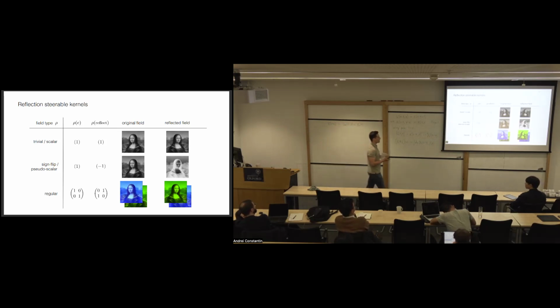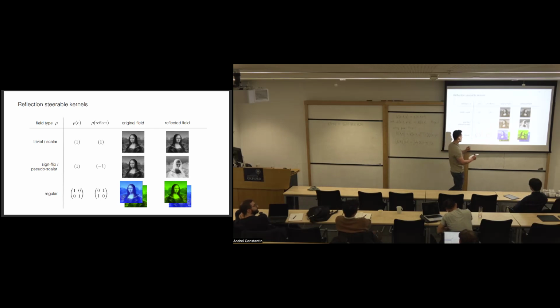And we are looking at three different field types. The first one is a trivial representation, which corresponds to scalar fields. And then what happens if you act on your field is just that it's spatially reflected, but the feature values don't change. If you have this sign flip representation, which assigns -1 to the reflection, then you get such fields which, if you reflect them, the feature vectors move to a new position, but they also negate.